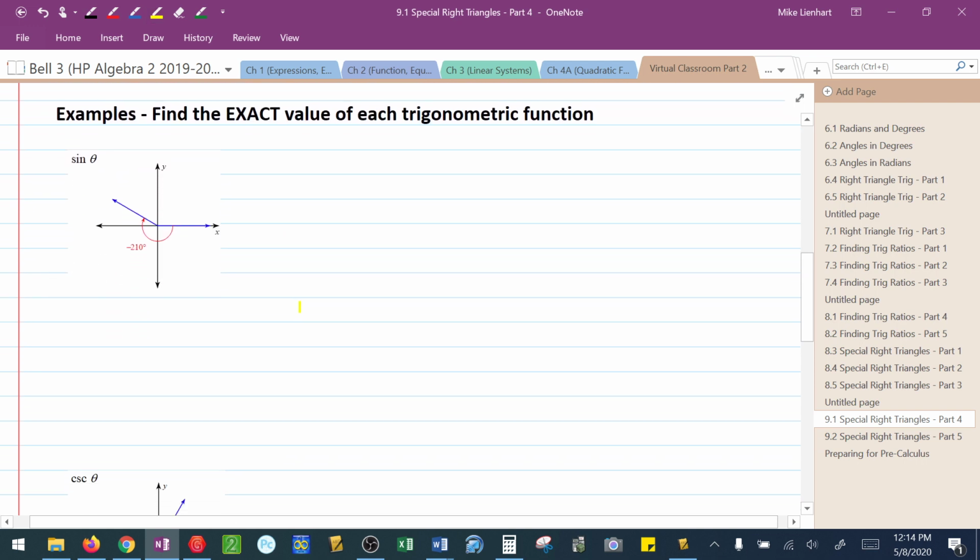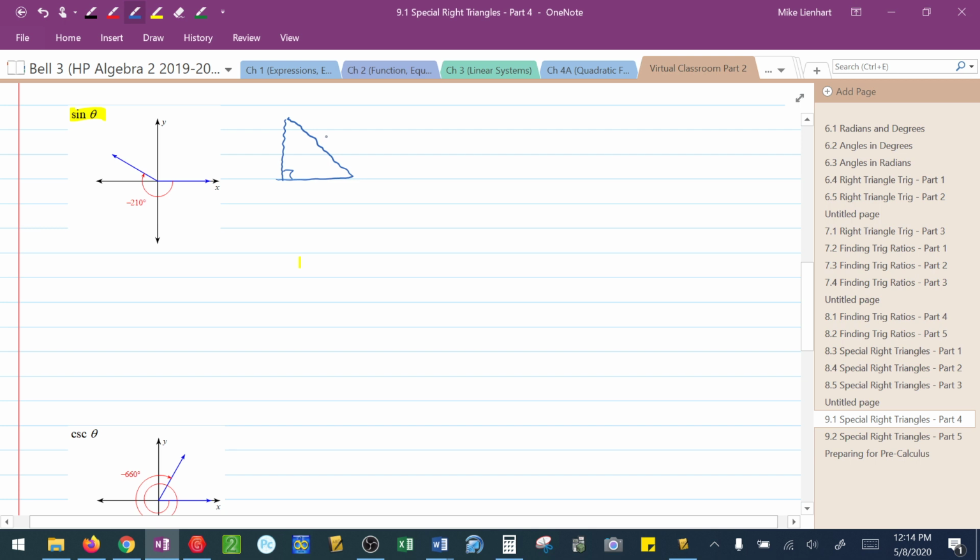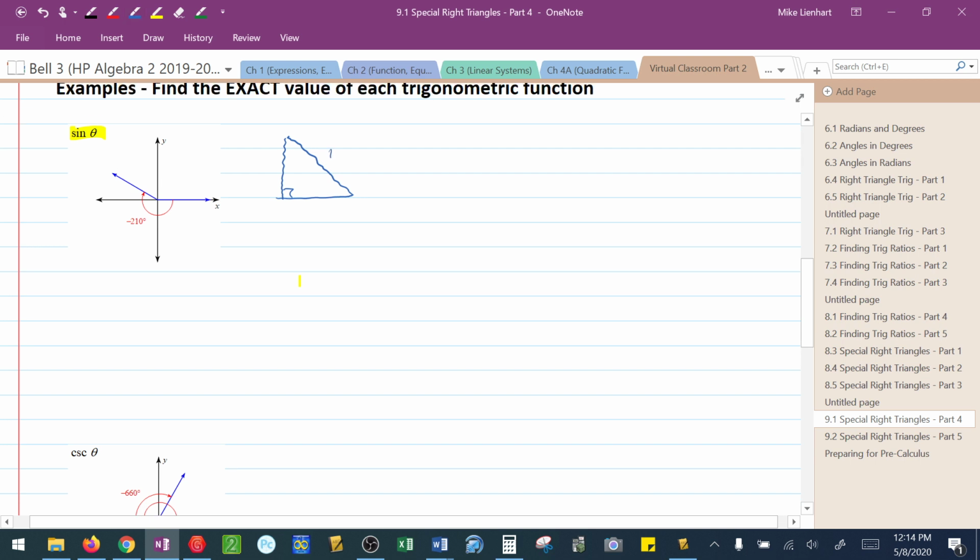Let's jump in right here. So what do they want us to find? They want us to find the sine of theta. The first thing I want to do here is create a right triangle using the terminal side and, in this case, the negative x-axis. So there's my right triangle. The hypotenuse is always going to be 1. This angle down here is theta.